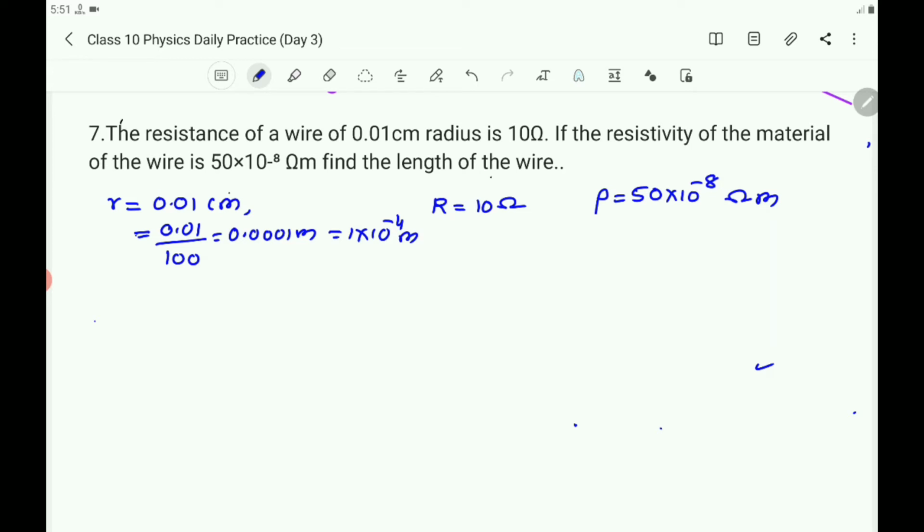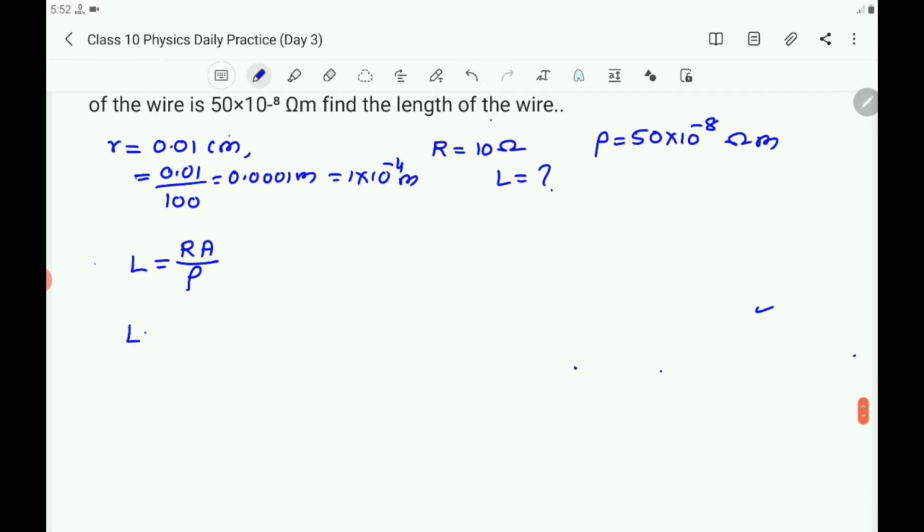Then write the formula to find the length. What do we have to find out? We have to find the length of the wire. You know the relation among length, resistance, area of cross section and resistivity: L equals RA divided by rho, where rho is the resistivity, R is the resistance and A is the area of cross section.